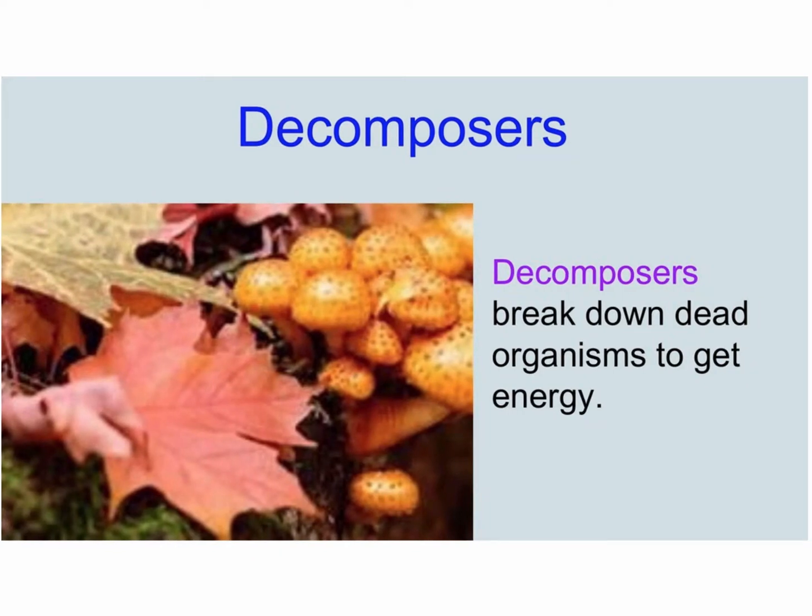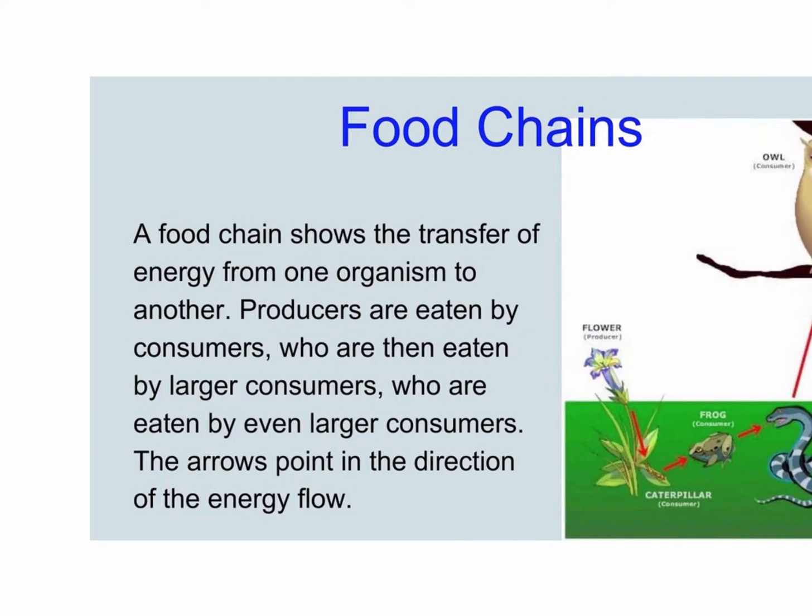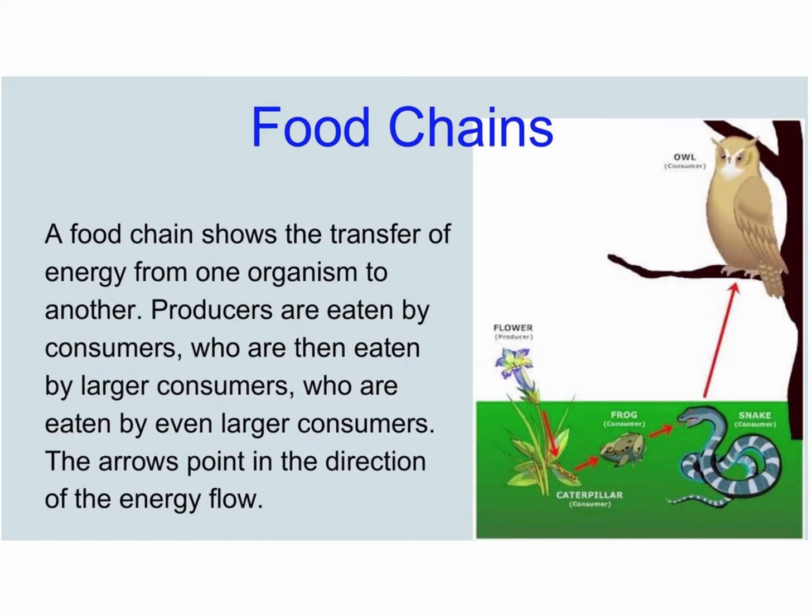The next group is the decomposers. Decomposers don't eat. They break down dead organisms. They break apart the chemical bonds and they take the energy that way. Decomposers are super important in our ecosystems because they take those nutrients and that energy and they put it back in the soil so that it can be absorbed by plants and other organisms, and we start the energy cycle again.